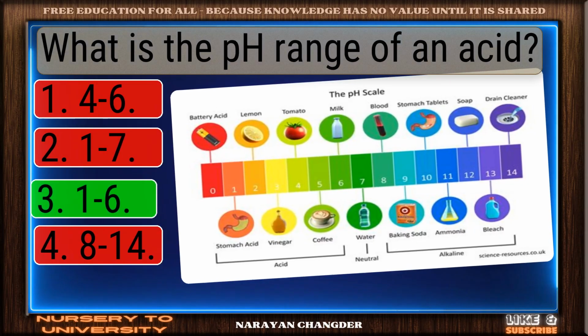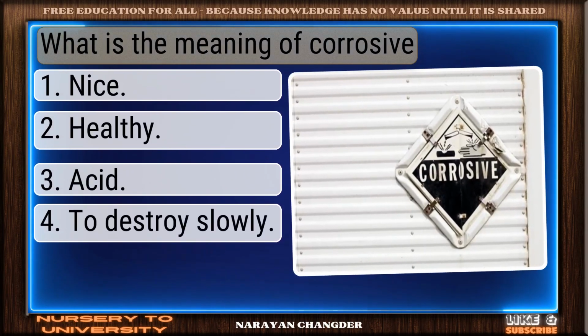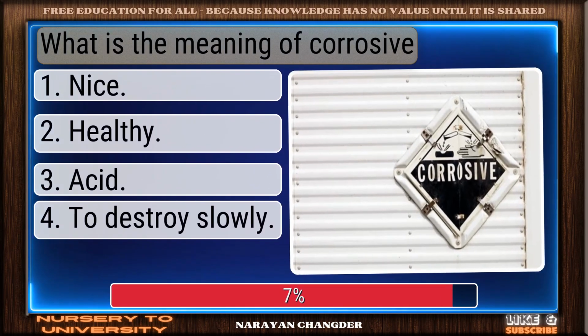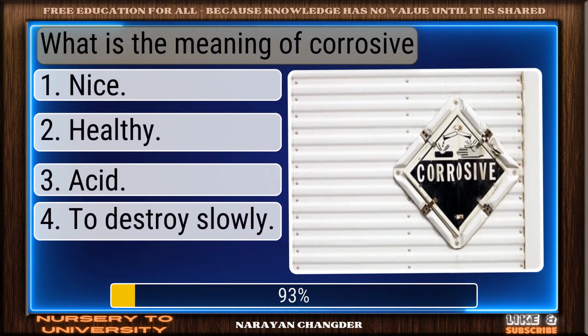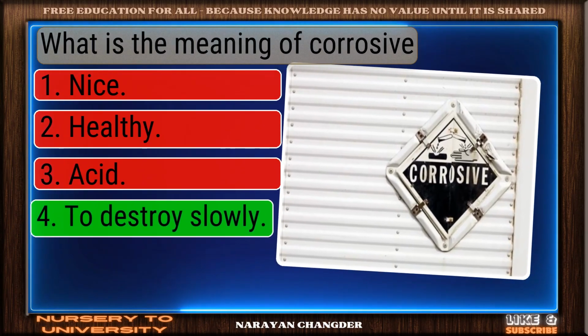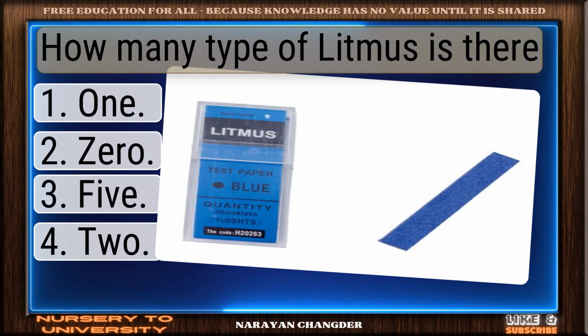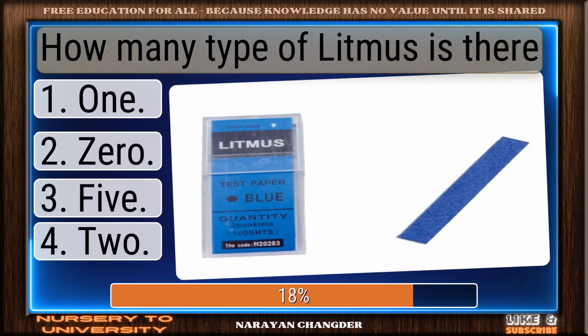Well done. 1-6 is the right choice. Question number 116. What is the meaning of corrosive? Bravo. To destroy slowly is the answer. Question number 117. How many types of litmus are there?